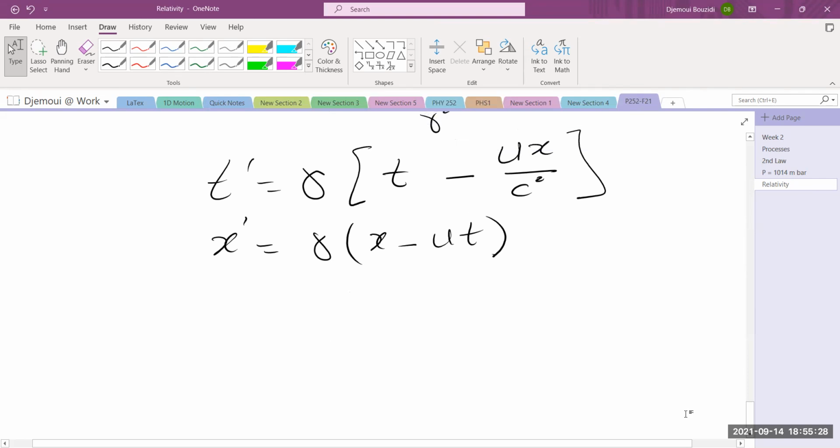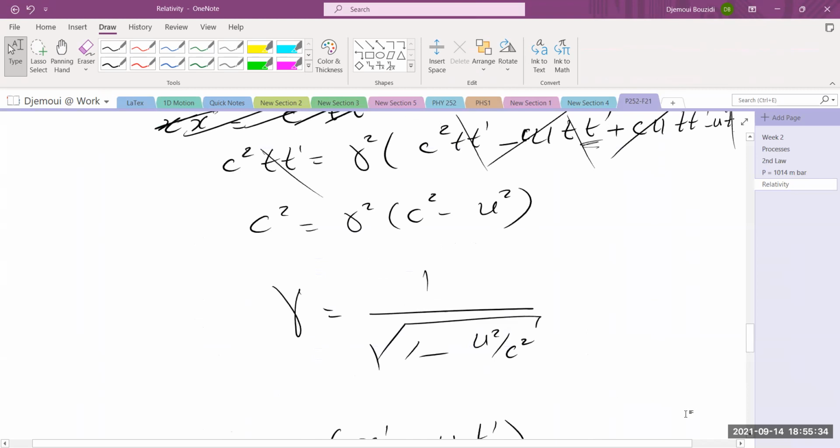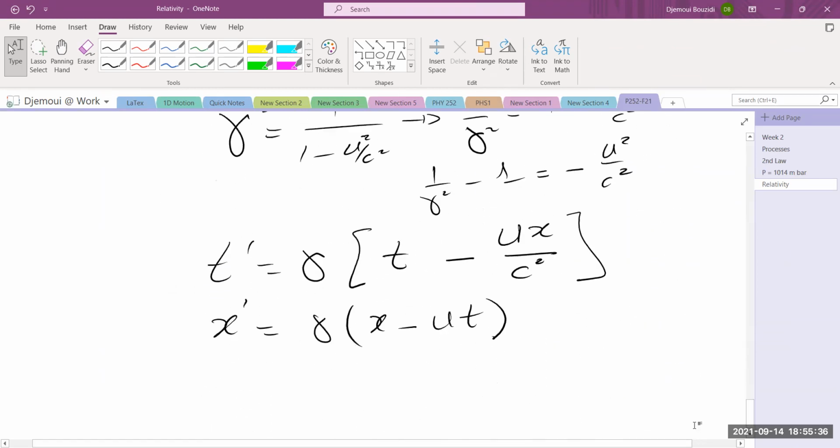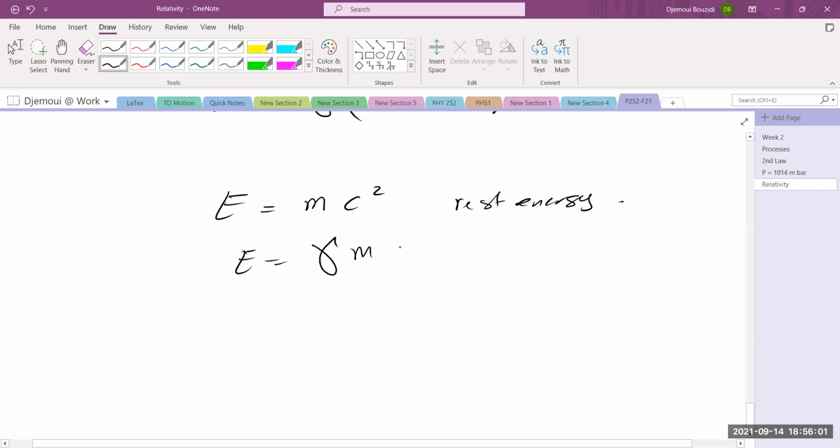I urge you guys to go through the rest of the derivations because they're interesting derivations where you're going to discover all kinds of properties. One of them that you're going to find, as I was saying, is the expression for the energy. First of all, the rest energy is written as mc squared. So this is sometimes called the rest energy or the energy at rest. And this is an important expression. In general, the total energy is gamma mc squared, where this gamma is the same factor as I was talking about earlier.